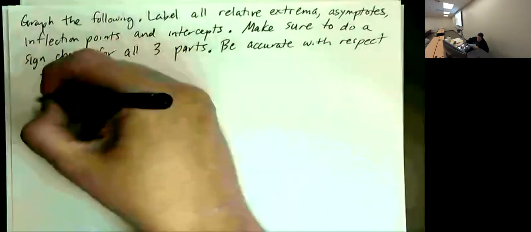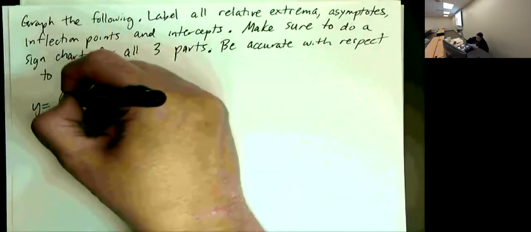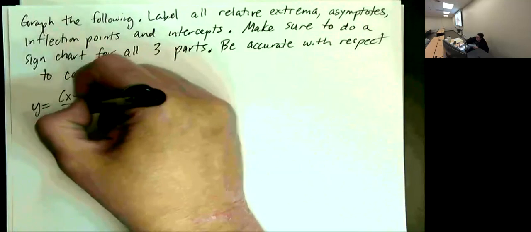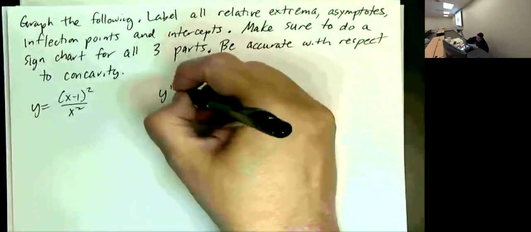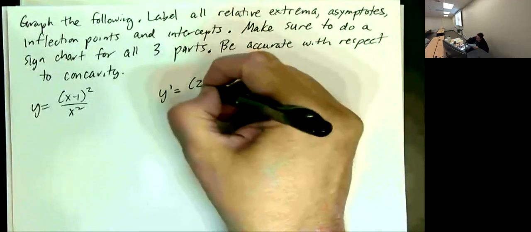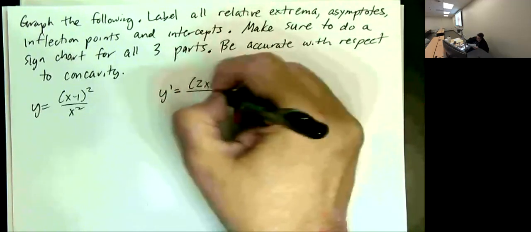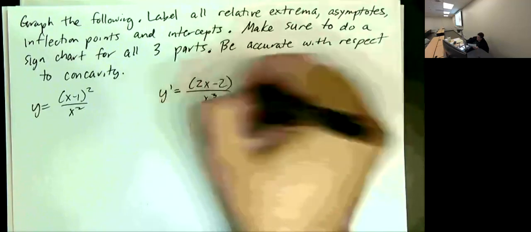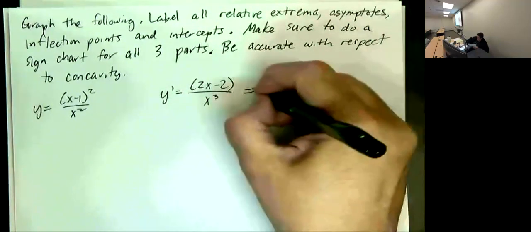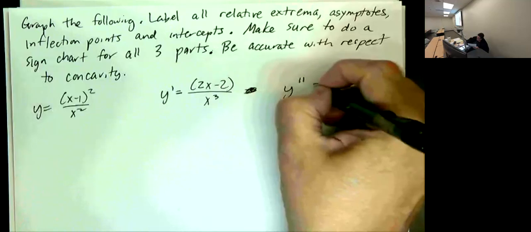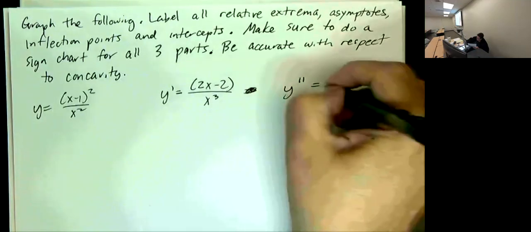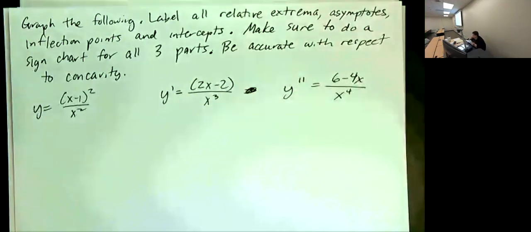All right, so y equals x minus 1 squared over x squared. And then I gave you the first two derivatives, not time derivatives. We've got y prime equals 2x minus 2 over x cubed. And then y double prime is 6 minus 4x over x to the fourth. After you do the derivative and clean it up, simplify it, that's what it looks like.